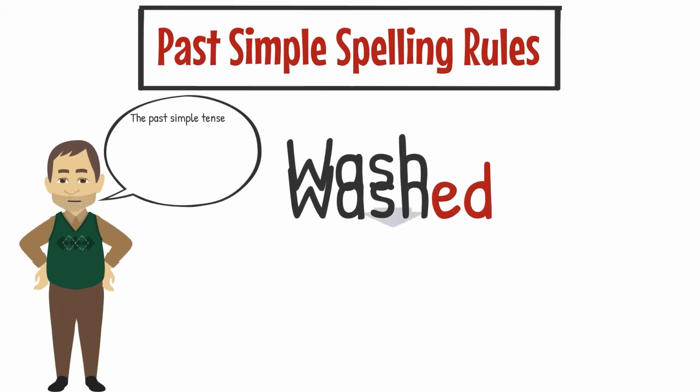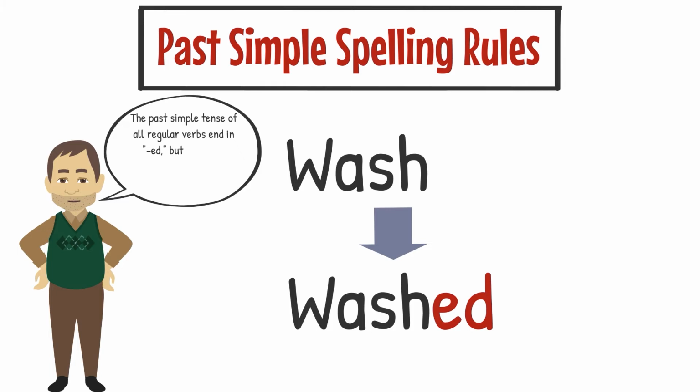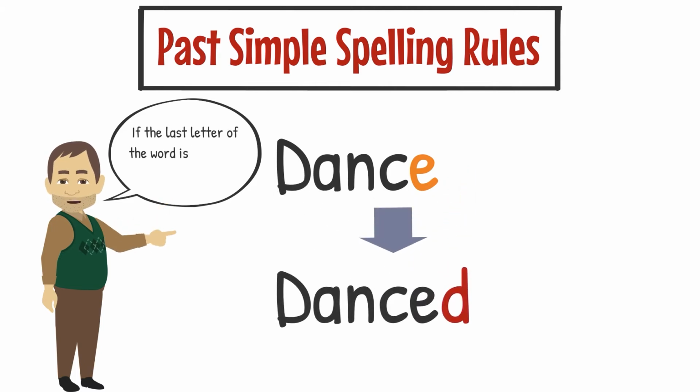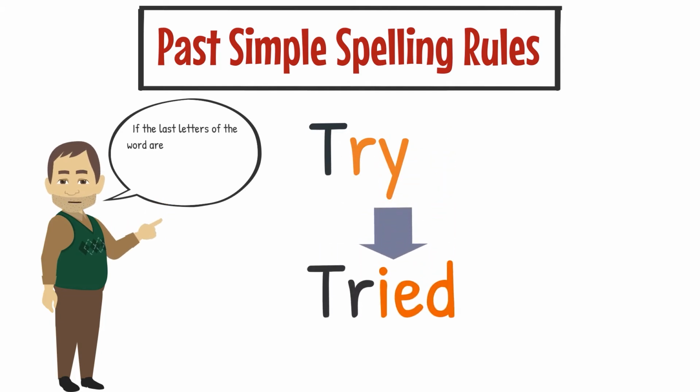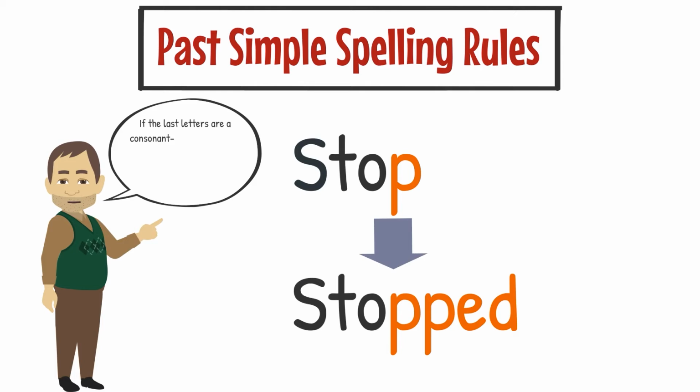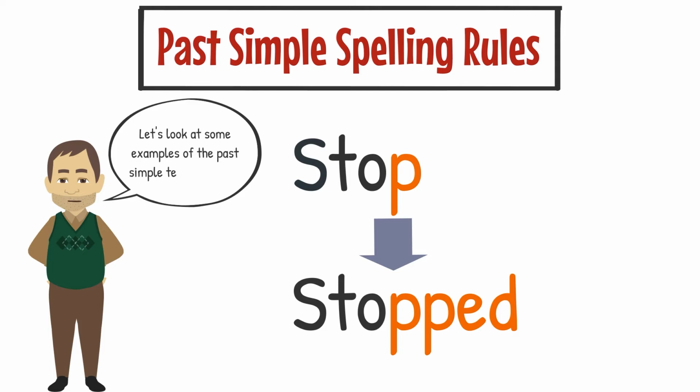The past simple tense of all regular verbs ends in ed. But for some verbs, there are also some spelling changes. For many regular verbs, ed is added to the end. If the last letter of the word is e, just add d to the end. If the last letters of the word are a consonant and a y, the y is changed to ied instead. If the last letters are a consonant-vowel-consonant combination and the final syllable is stressed, double the last letter and add ed. Let's look at some examples of the past simple tense spelling.